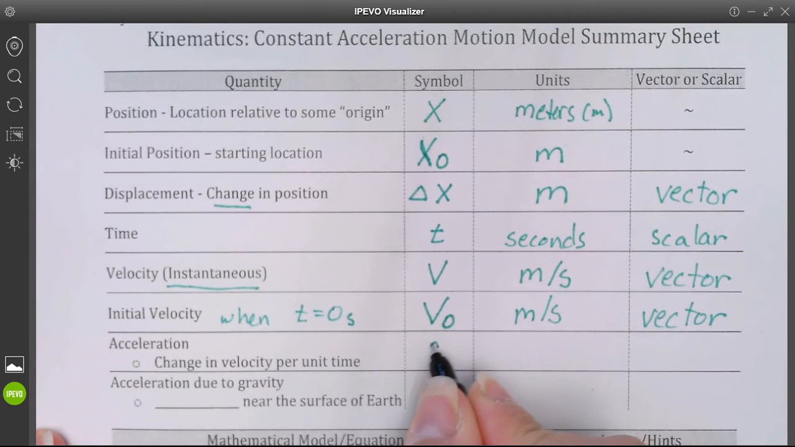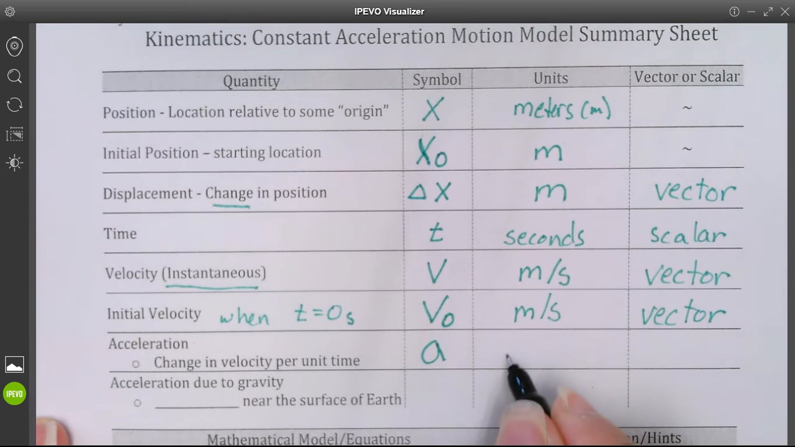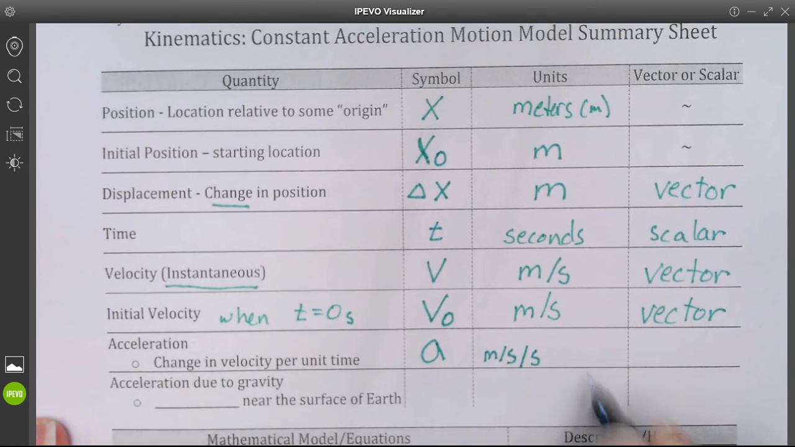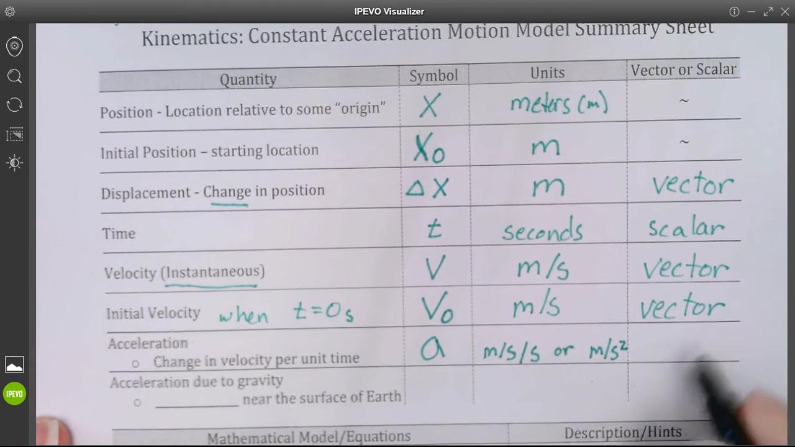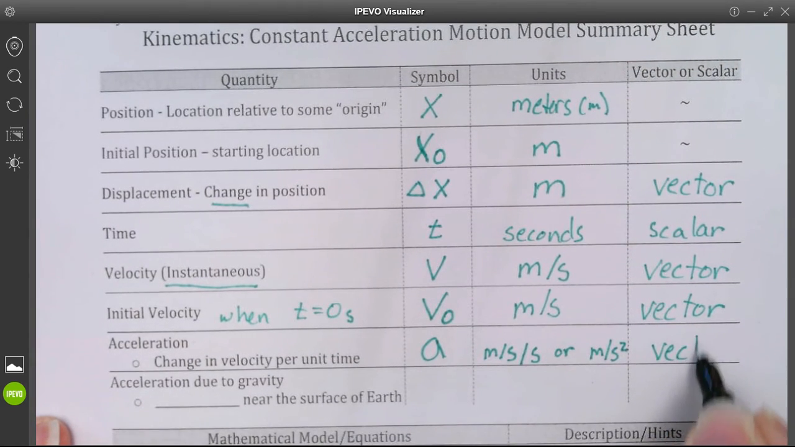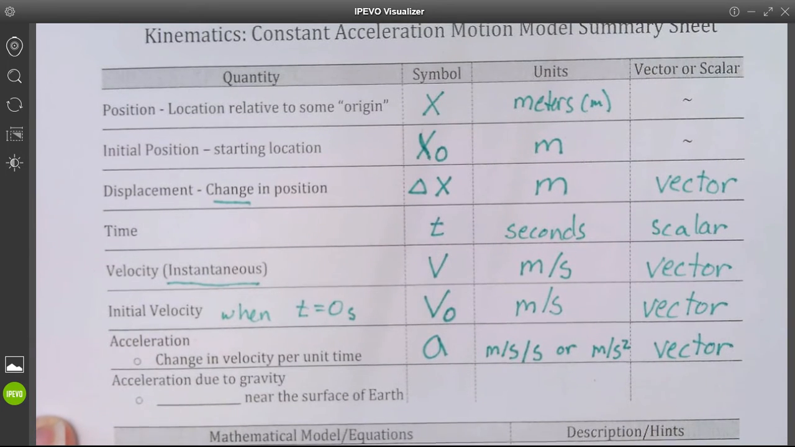Okay, and then acceleration, we just use a lowercase letter a, and this is our change in velocity per unit time. How quickly are we changing our velocity? And so that is change in velocity would be meters per second. And then this is per unit time, so that would be per second again. So you can write meters per second per second, or meters per second squared. Either way, and this is also a vector. Okay, because since it's change in the velocity, and velocity has direction as well. So our acceleration could be positive or negative, depending on our change in velocity.